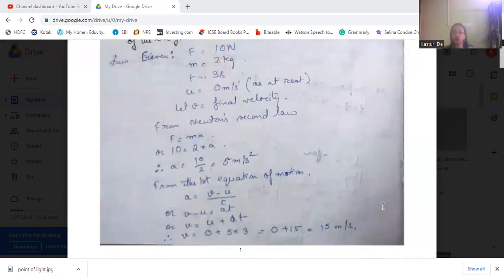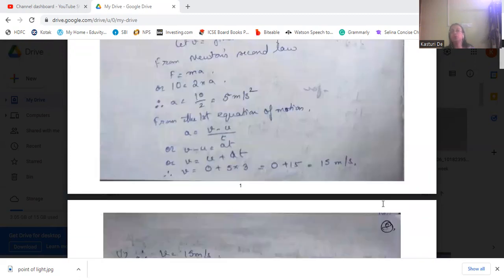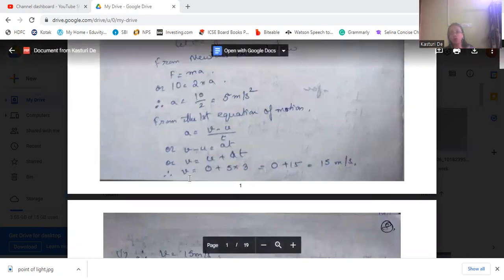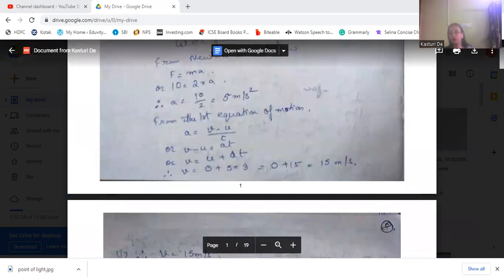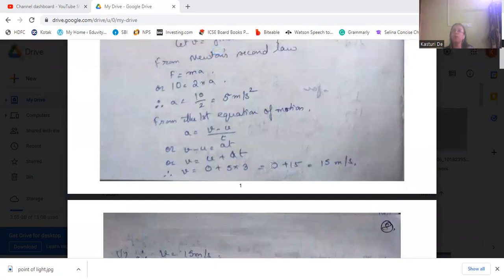Now from the first equation of motion, that is v minus u is equal to at, or you can say v is equal to u plus at, we can find out the v. We know u is 0, a is 5 meter per second square, we proved it, and 3 seconds is the time. So we put the numbers in the formula, and we get 15 meter per second as the final velocity.